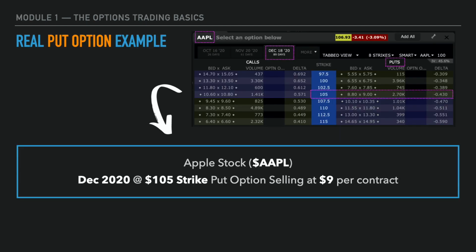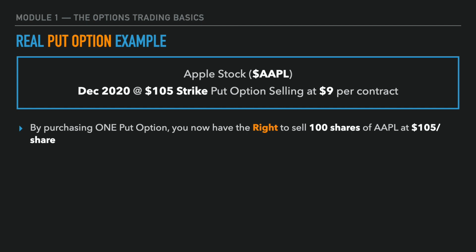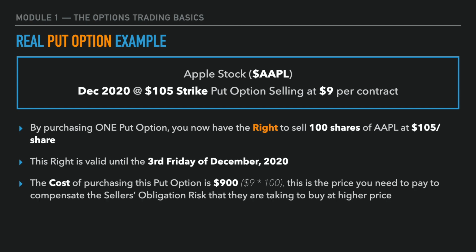For example, this is how the put option for Apple stock looks like. December 2020 at a $105 strike put option of Apple stock. And this put option is currently selling at $9 per contract as the premium. If you bought this put option, then now you will have the right to sell 100 shares of Apple stock at $105 per share. This right is only valid until the third Friday of December 2020. The total cost of buying this put option is $900, which is $9 multiplied by 100.